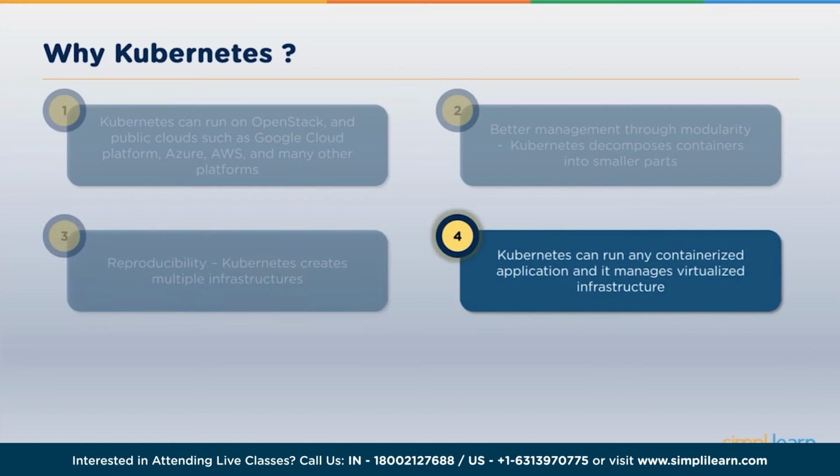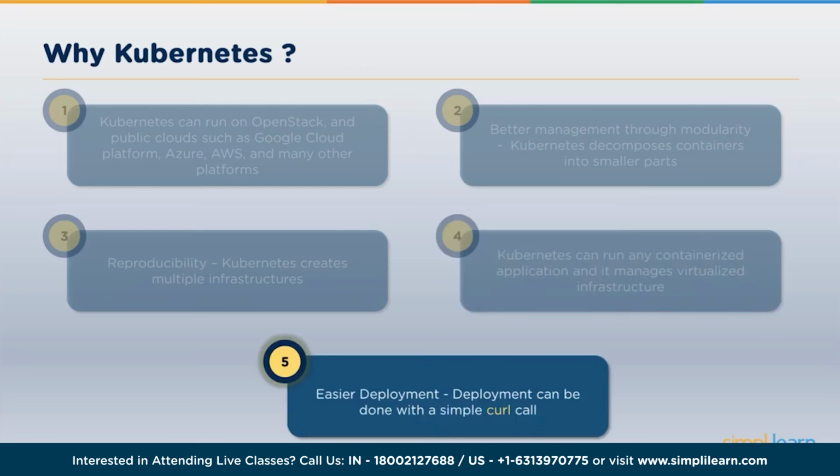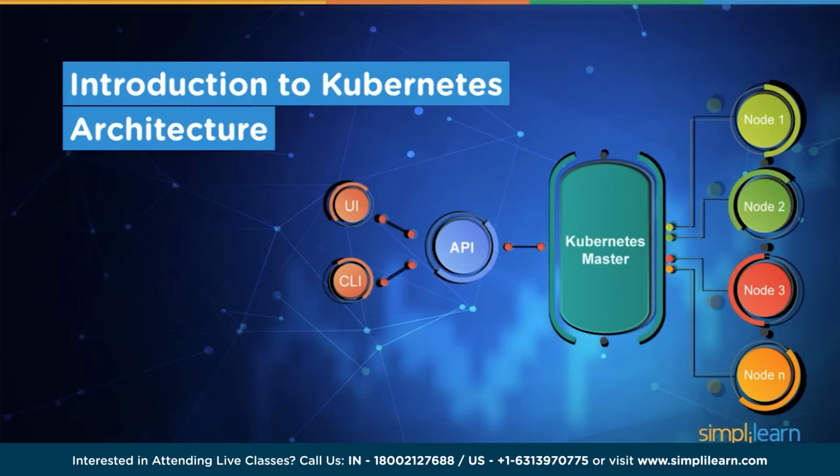And so again, we keep talking about containers, but that's really what Kubernetes is all about: being able to manage your applications that are managed through containers and being able to do that in a virtualized infrastructure. And the thing that's also really good with Kubernetes is it's really easy to deploy solutions. You just have to use a simple curl call and you can actually push out your Kubernetes infrastructure. So let's have an overview of the Kubernetes architecture.